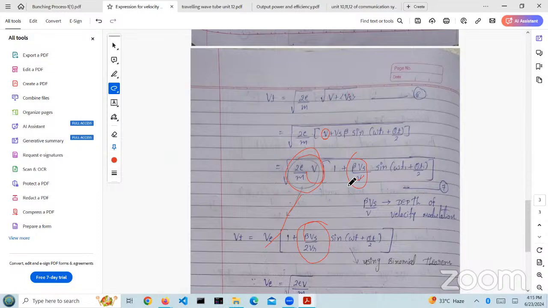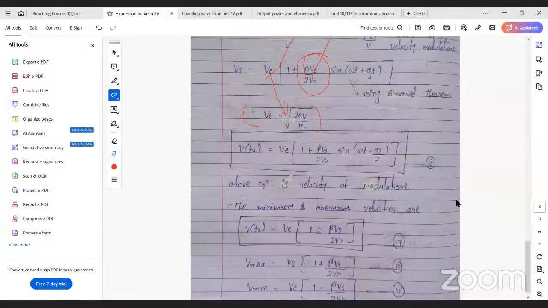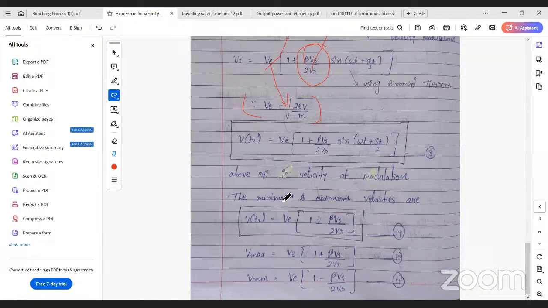Ma'am, we are continuously taking the under root now, from equation 7 to the next equation. Ma'am, you are on mute.